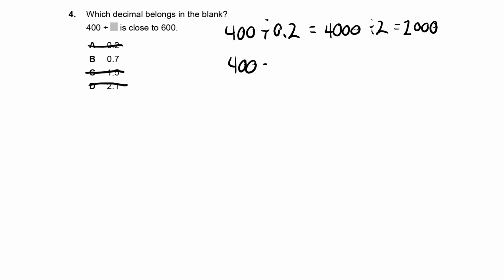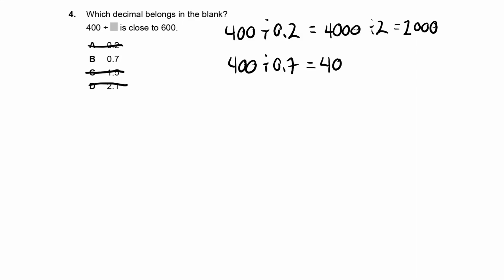If I think 400 divided by 0.2, I remember that that's the same as saying 4,000 divided by 2, which is equal to 2,000, which is a much larger number than what we're looking for. So through process of elimination, I've determined that 400 divided by 0.7 is going to be the number that's closest to 600.